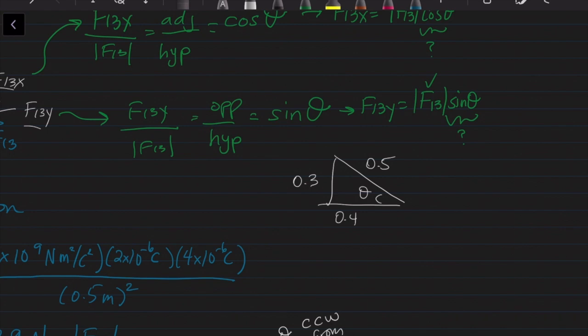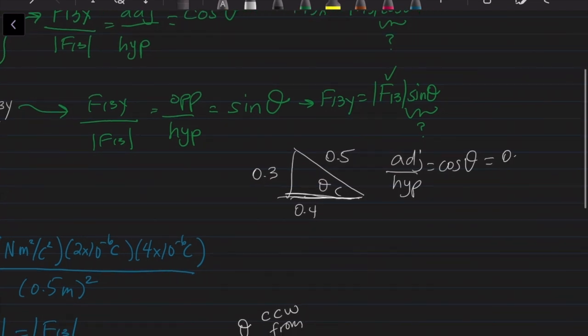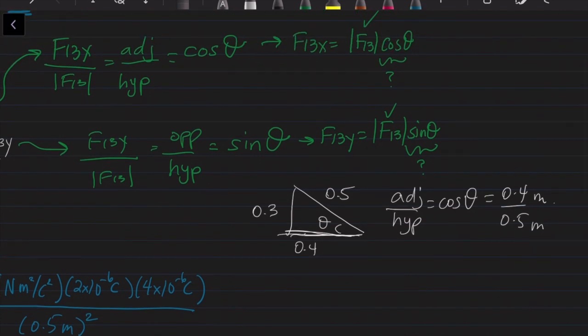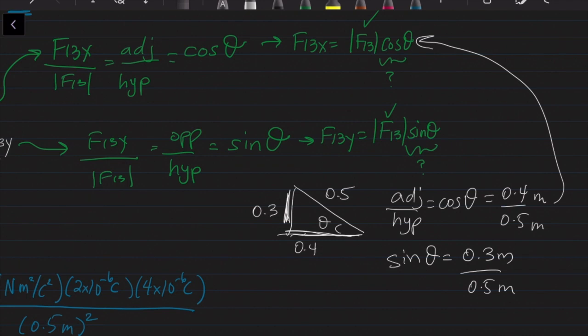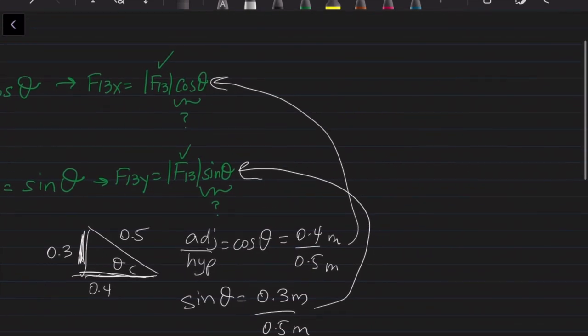We see that cosine theta equals 0.4 over 0.5. A number, right? An exact number that we can substitute in here. And sine theta is going to be opposite over hypotenuse, opposite being the 0.3, right? It's opposite the angle. Okay? And we can substitute that right in there, and we get some values. So let me scoot over to the right here.